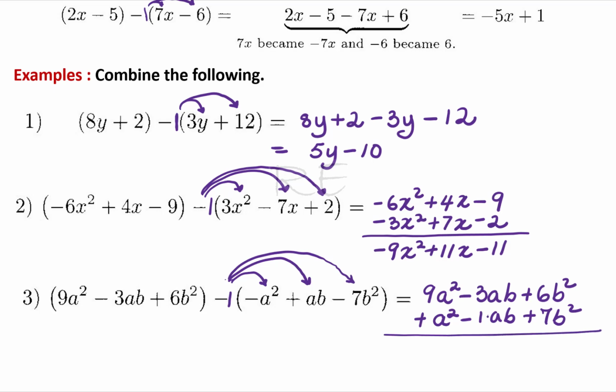Now, 9a squared plus 1a squared, 10a squared. Negative 3ab minus 1ab, negative 4ab. 6b squared plus 7b squared, 13b squared.